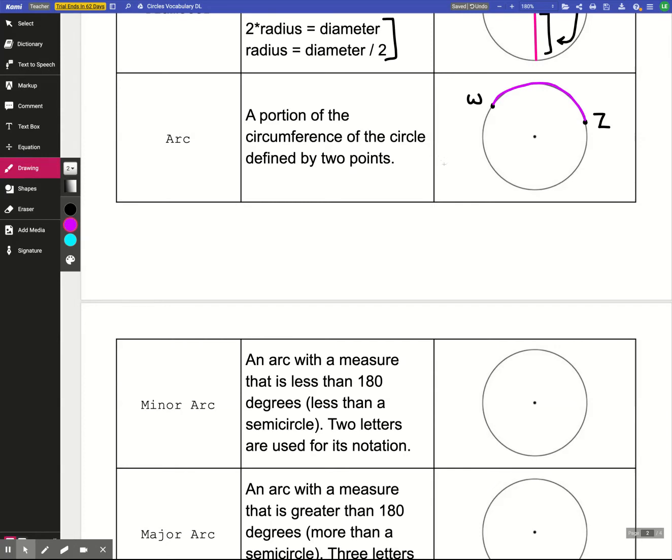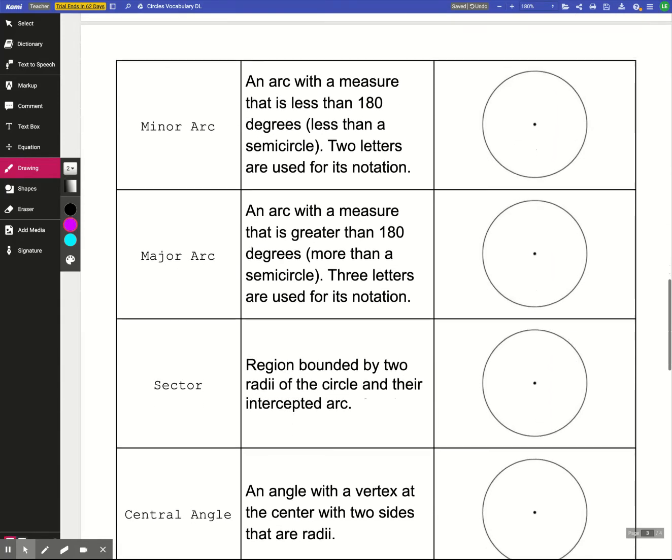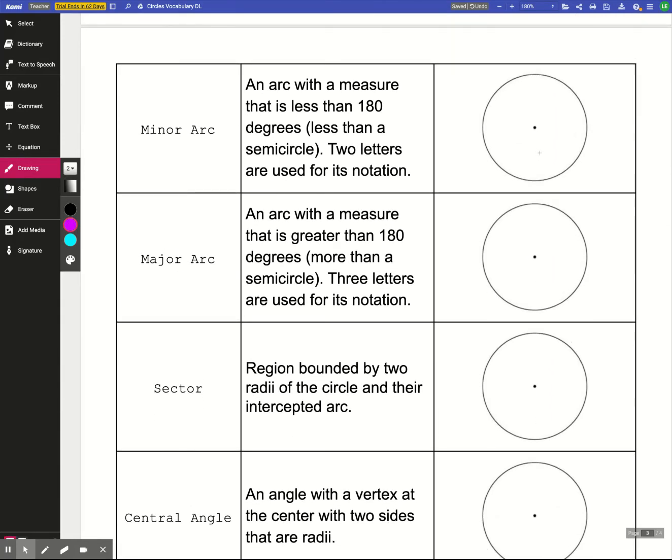The way that we would notate that is with the two endpoint letters of the arc, and then you put a big arc over the top of it. So that's how you name those. An arc is just the general term for some portion of the circumference, or the outside of the circle. There are two different types of arcs: a minor arc and a major arc. A minor arc, so let's use some different points here. Let's go, I don't know, G and H.